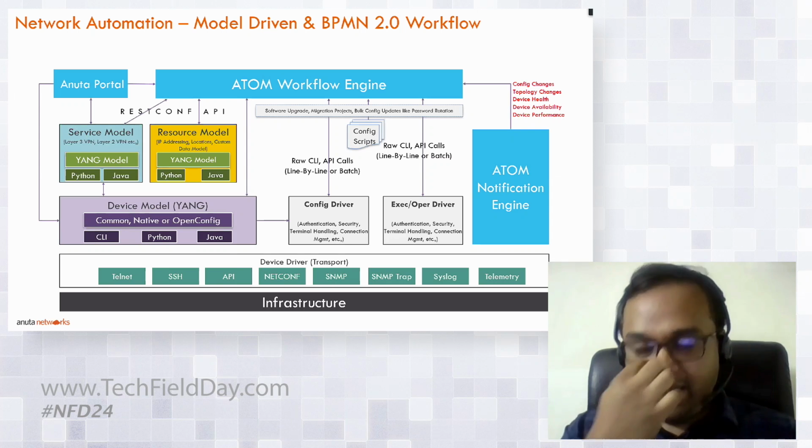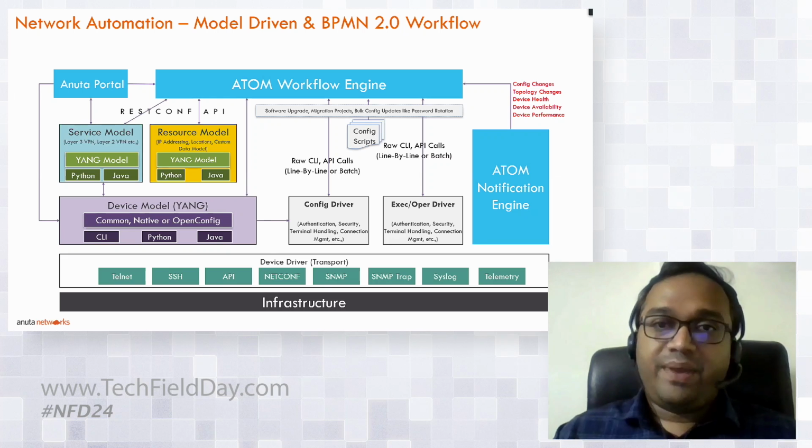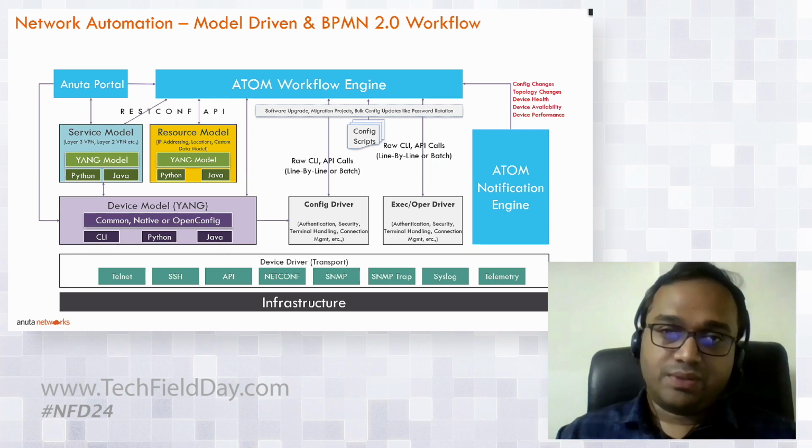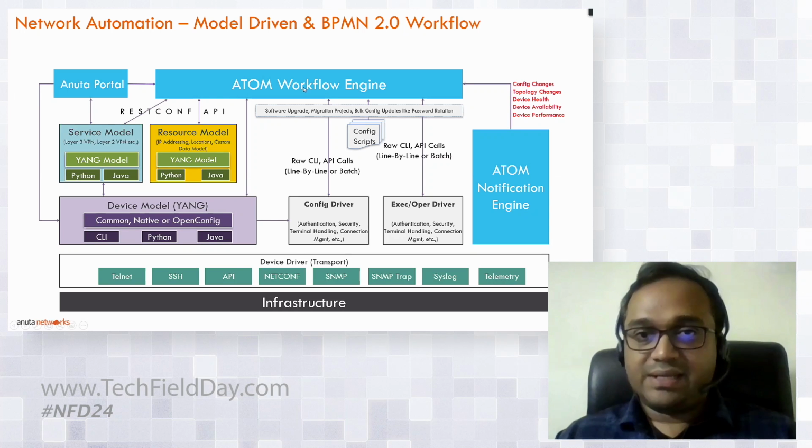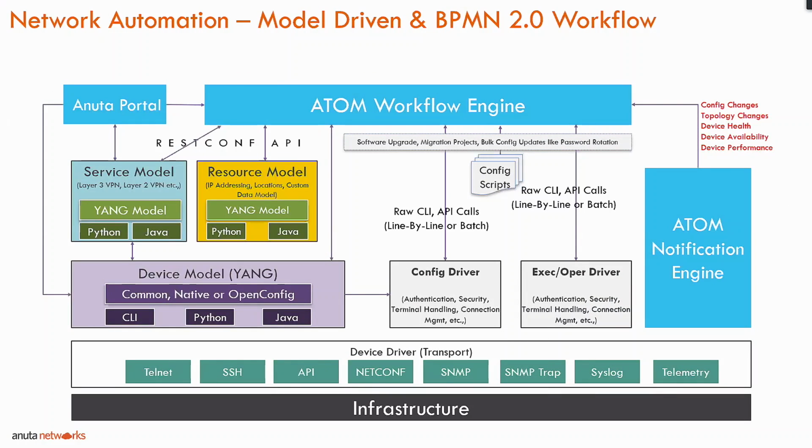But just to give you an idea on what are the different pieces in Atom that come together to deliver this holistic automation solution. So we have the workflow engine that sits right on the top. As you can see, this is the BPMN 2.2 compliant workflow engine, which sometimes is also called a low-code automation workflow engine. The Anuta portal is nothing but Atom's UI, but you really don't have to use the UI to trigger any of that. You can use our northbound APIs to trigger any of the automation use cases.